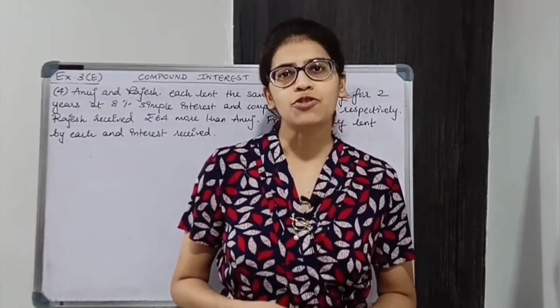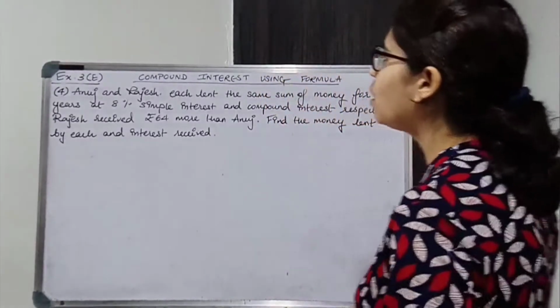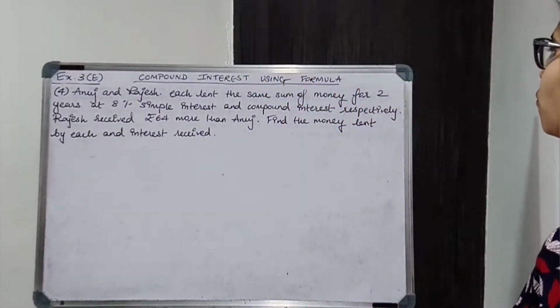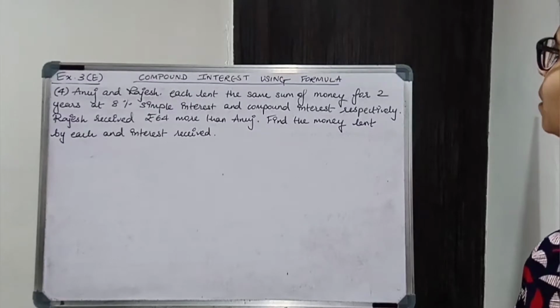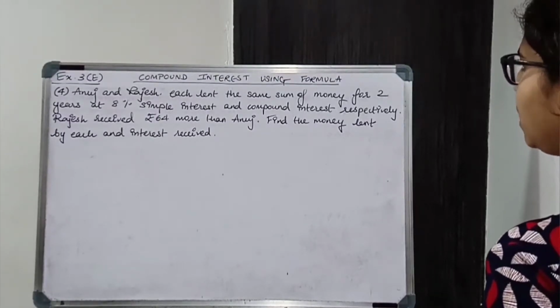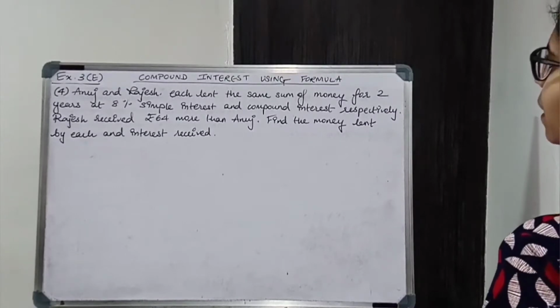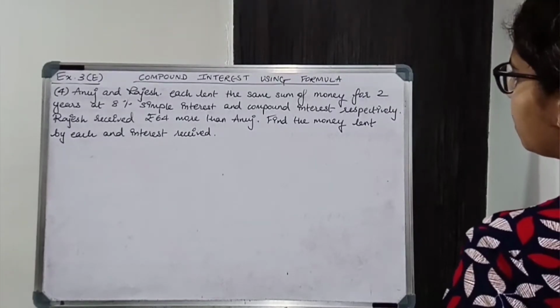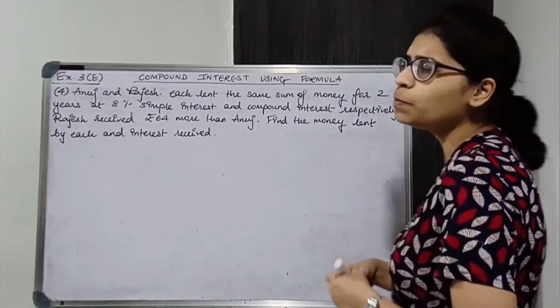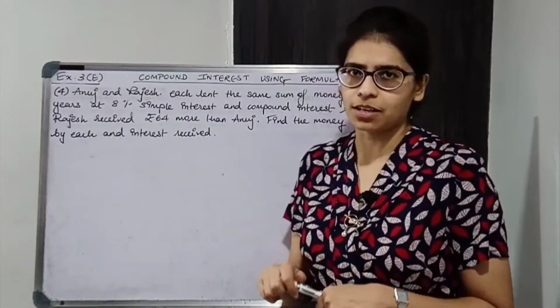So starting with question number 4. Anuj and Rajesh each lend the same sum of money for 2 years at 8% simple interest and compound interest respectively. Rajesh received ₹64 more than Anuj. Find the money lent by each and interest received. There are two people over here, one is Anuj, other is Rajesh.